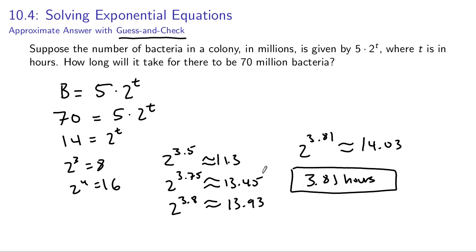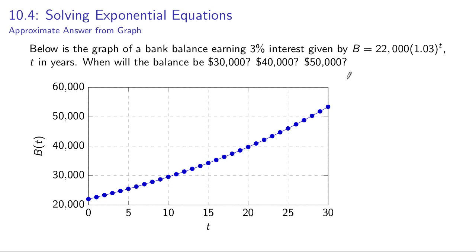This seems very tedious, and it is. When we learn how to solve these using our calculator, it's actually doing a similar process, but it's able to keep narrowing this interval automatically by making its own calculations to get a very good answer. It's very close to the right answer. So we can guess and check, and we could also use a graph.